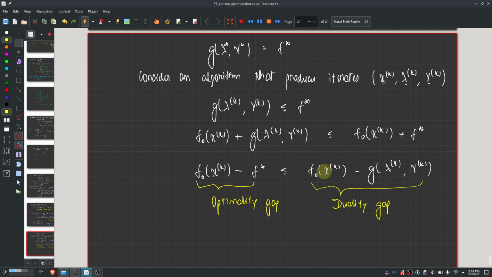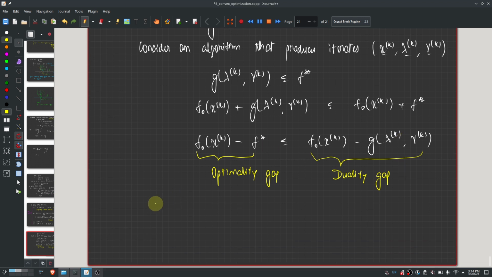Okay, so even if the subsequent xk's are not close to each other, they could potentially be a little far away. Even if that happens, this is one way of checking whether you're close to the optimum or not. So one stopping rule is that f0 of xk minus g of lambda k, nu k, this is less than or equal to some target epsilon, and you can stop here.